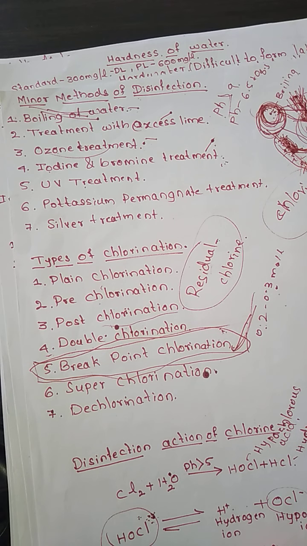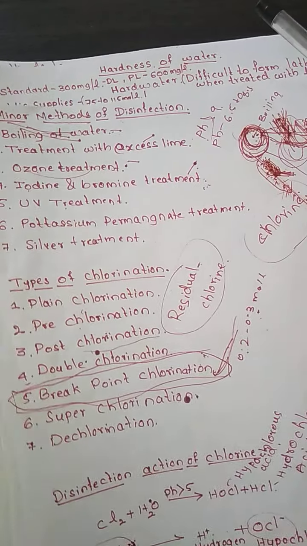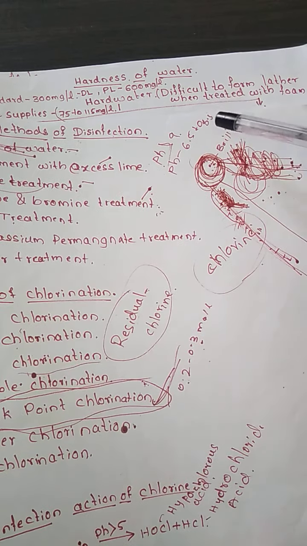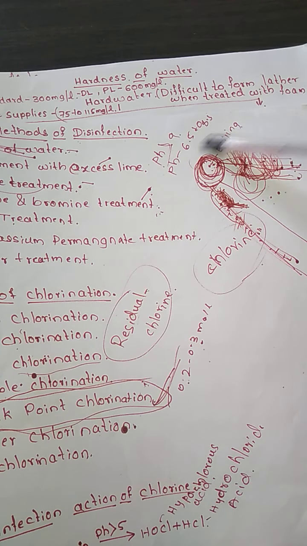So this is regarding the minor methods of disinfection. Now we will see the different types of chlorination. Chlorination is going to prevent further contamination. Suppose we have the disinfection process over here, there is some amount of chlorine that is going to be left, which we call residual chlorine.